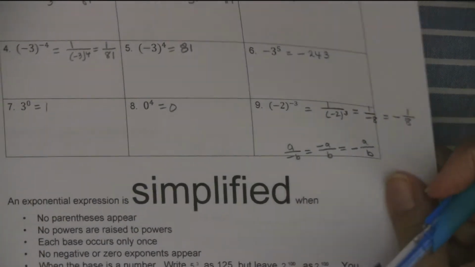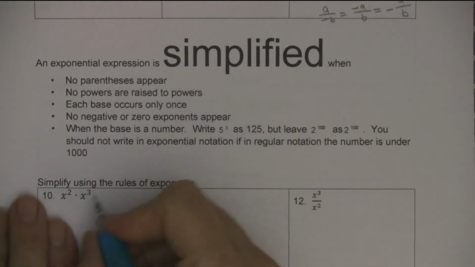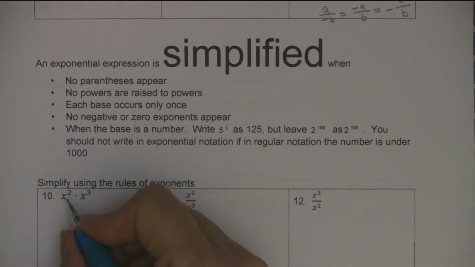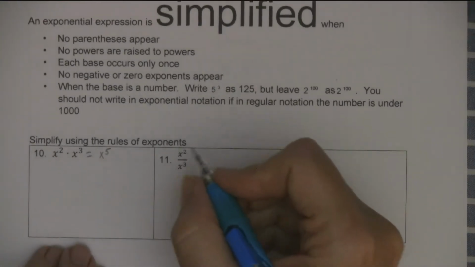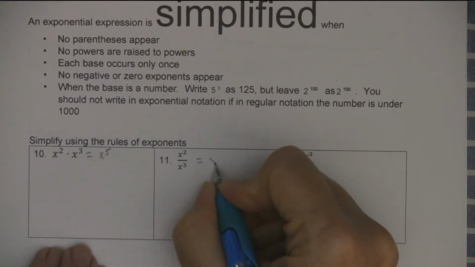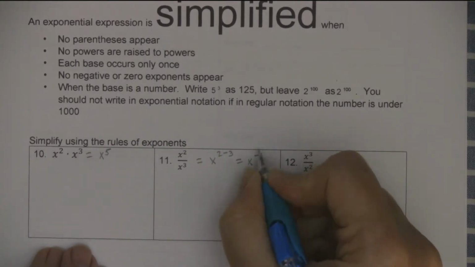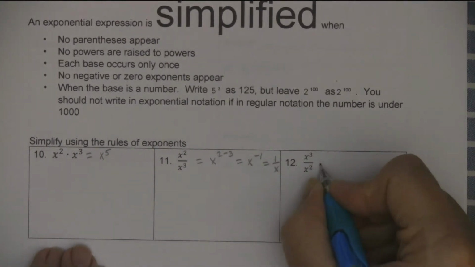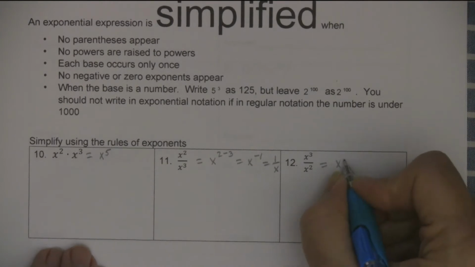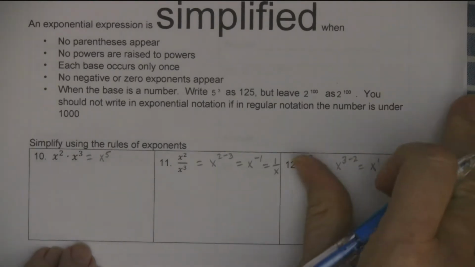So anyway, then they just remind you about what it means to be simplified. They're saying no parentheses and all those things. You can read those things. And they're just asking me to use the rules of exponents. So according to the rules of exponents, this is x to the 5th. You would add the exponents. According to the rules of exponents, you would subtract the exponents. So this is 2 minus 3, which is x to the negative 1. And then you're not allowed to write things with negative exponents. So this is 1 over x. And then this is 3 take away 2, which is 1. So this is x to the 1, and you would just write x.